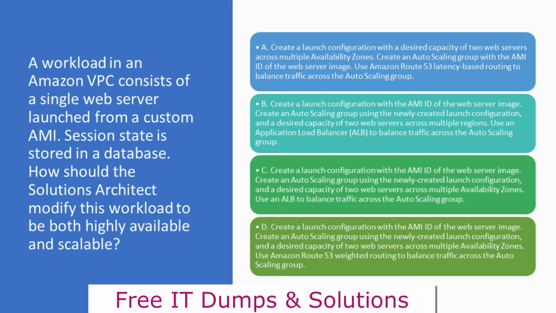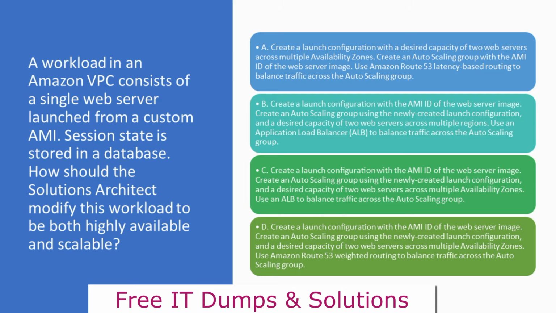Create an auto-scaling group using the newly created launch configuration and a desired capacity of 2 web servers across multiple availability zones. Use an ALB to balance traffic across the auto-scaling group. D. Create a launch configuration with the AMI ID of the web server image. Create an auto-scaling group using the newly created launch configuration and a desired capacity of 2 web servers across multiple availability zones. Use Amazon Route 53 weighted routing to balance traffic across the auto-scaling group.